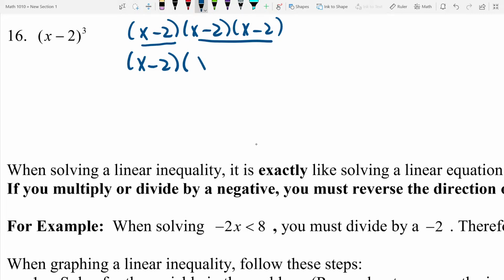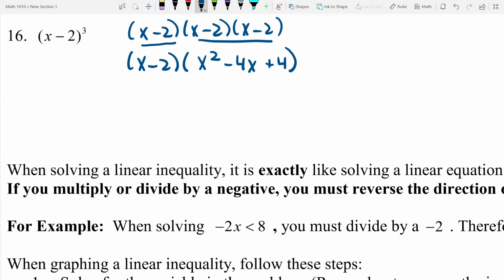So x times x is x squared. Outside gives me a negative 2x. Inside gives me a negative 2x. A negative 2x and a negative 2x gives me a negative 4x. Then a negative 2 times a negative 2 is a positive 4. Can I FOIL now? Tell me that. No. So I'm not going to make you show the next line.